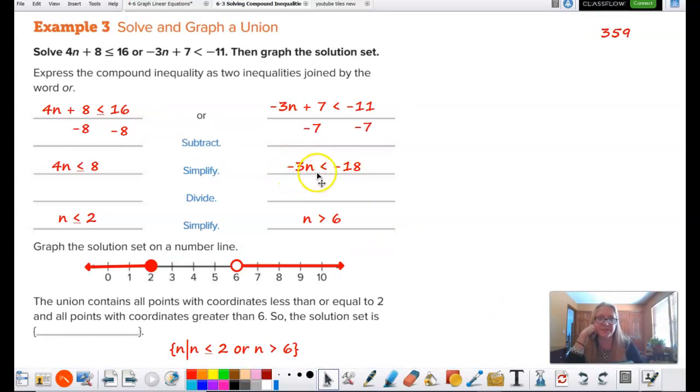All right, so we have -3n is less than -18. When we divide both sides by -3, we have to flip the sign. So that's why I changed the sign. Now we have n is greater than 6.